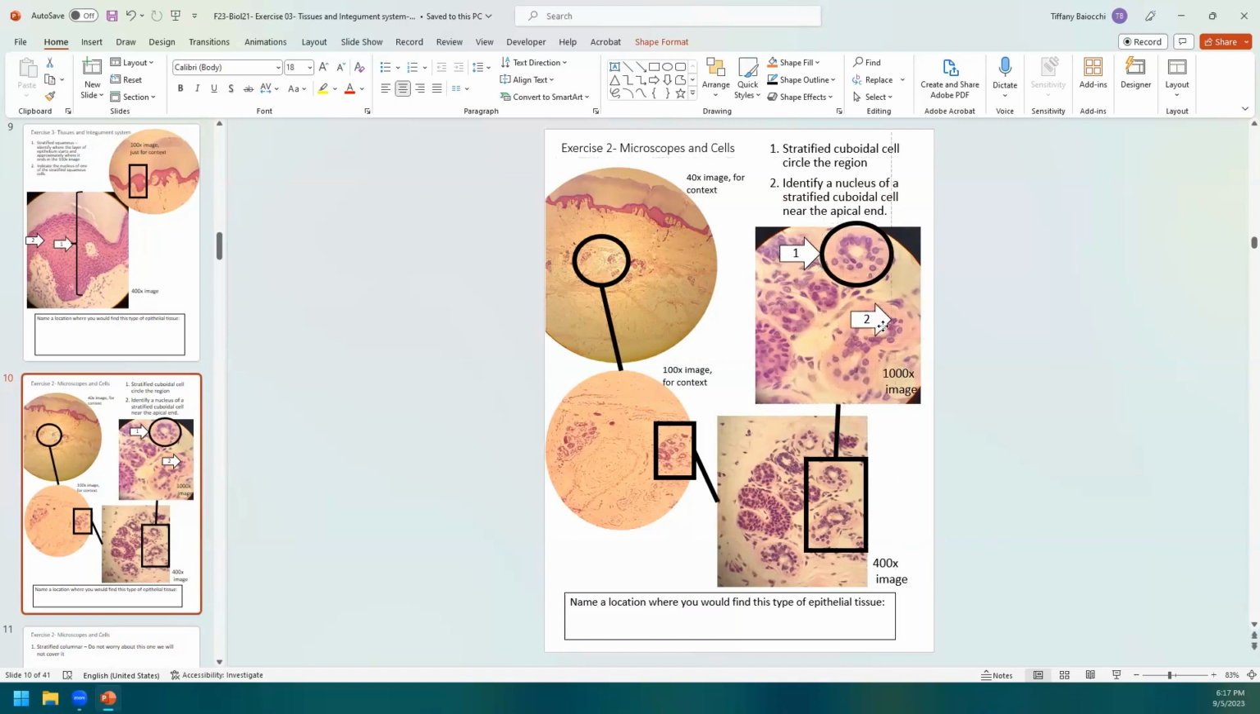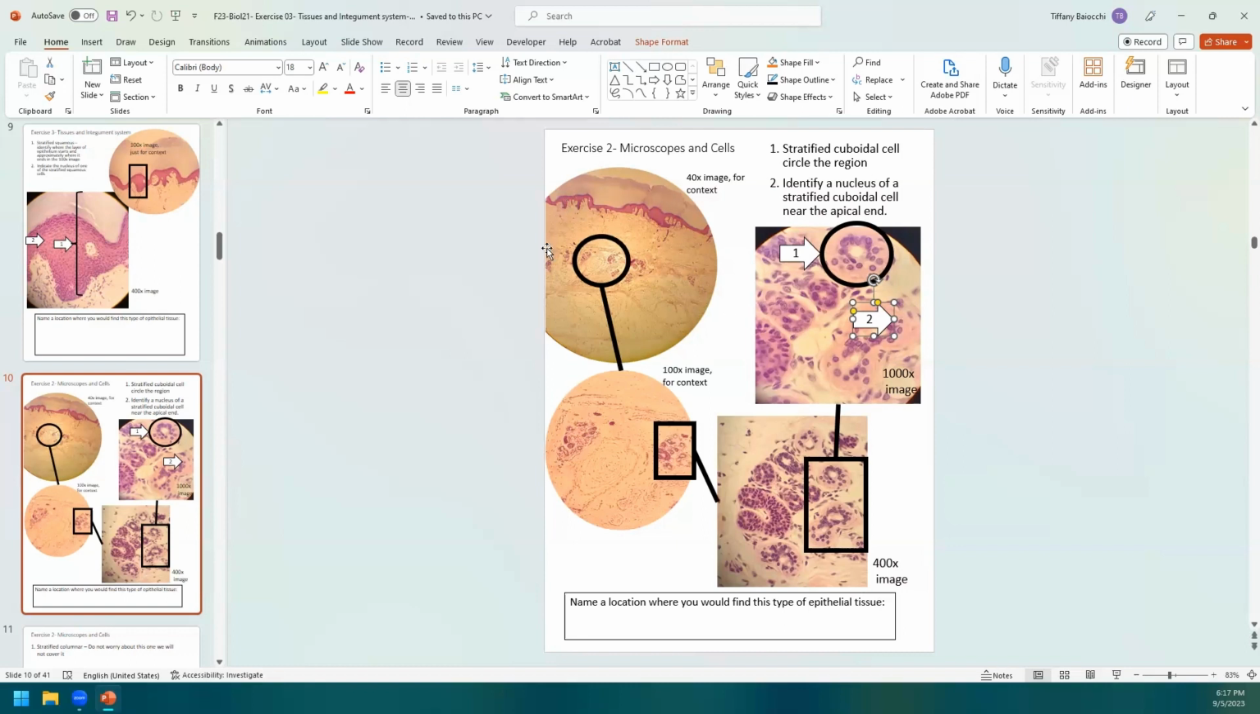They are stratified. You're looking down through a whole bunch of these cells, but they are stratified. These are actually sweat glands, the epithelial lining of sweat glands, which is why it looks like a little hole in the center. Name a location where you would find this type of epithelial tissue. This is going to be in the dermis of the skin.